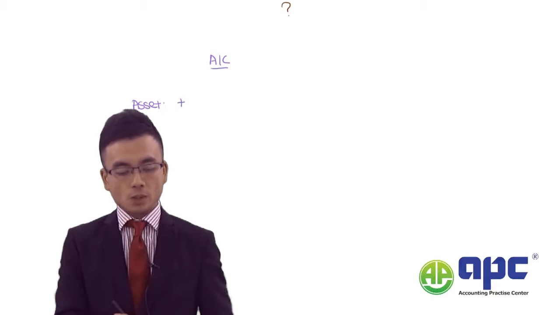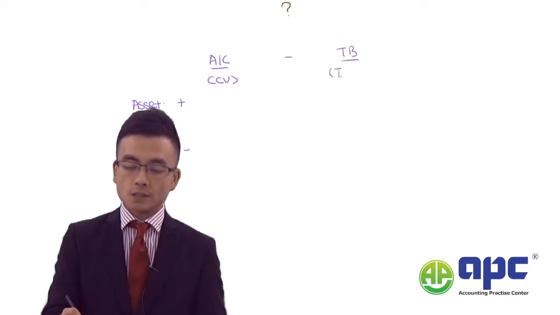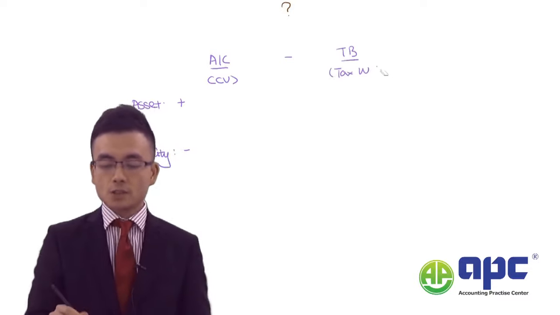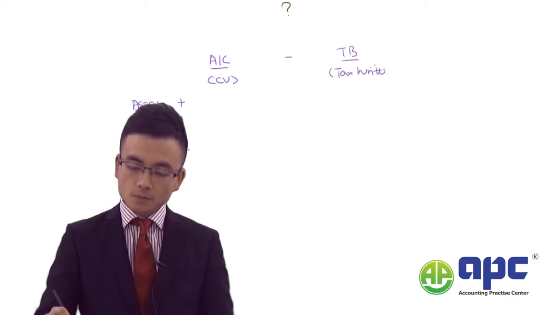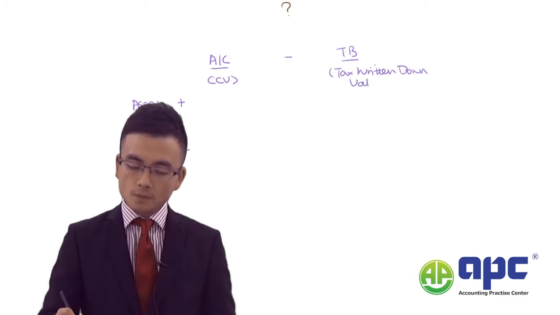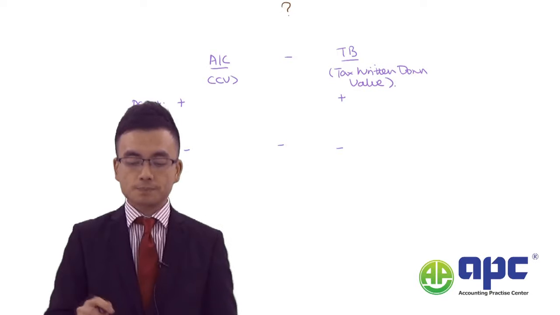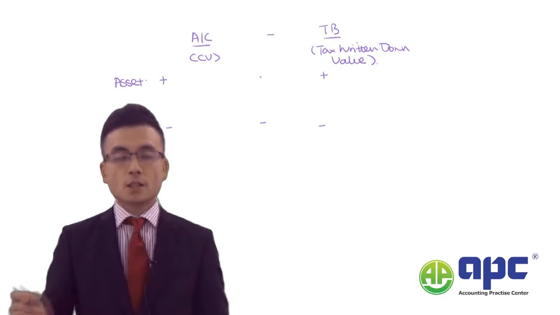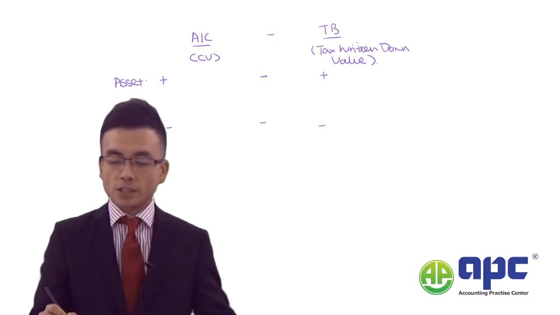First of all, from the accounting point of view, for the asset, we use plus, and for liability, we use minus. We use its carrying value, or CV in accounting, and we subtract the tax base, which means it's the tax written down value for the asset, or the tax base of a liability. So if it is an asset, we use plus. If it is a liability, we use minus. So we take the carrying value of the asset or liability minus the value in the tax base, and that would give me the temporary difference.